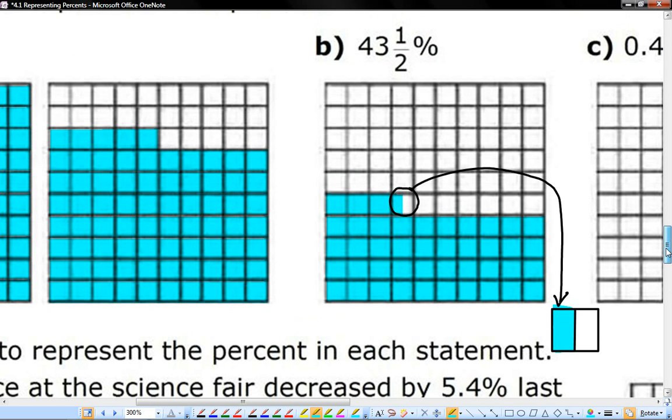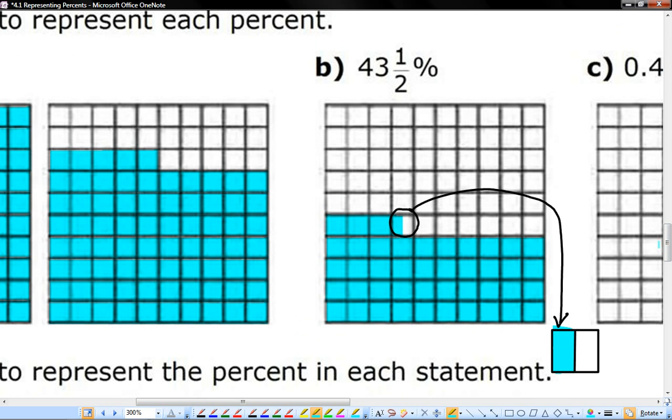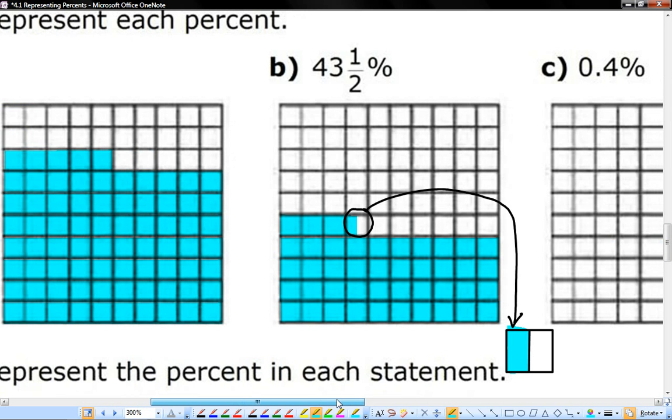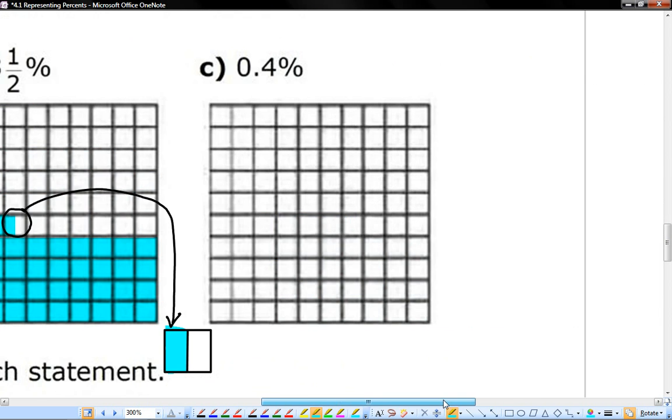And that's how I could do 43.5%. And the next one I want to do is 0.4%. And so this is less than 1%. It's not even quite 0.5%. It's a little bit tricky. But here's what I suggest we do.